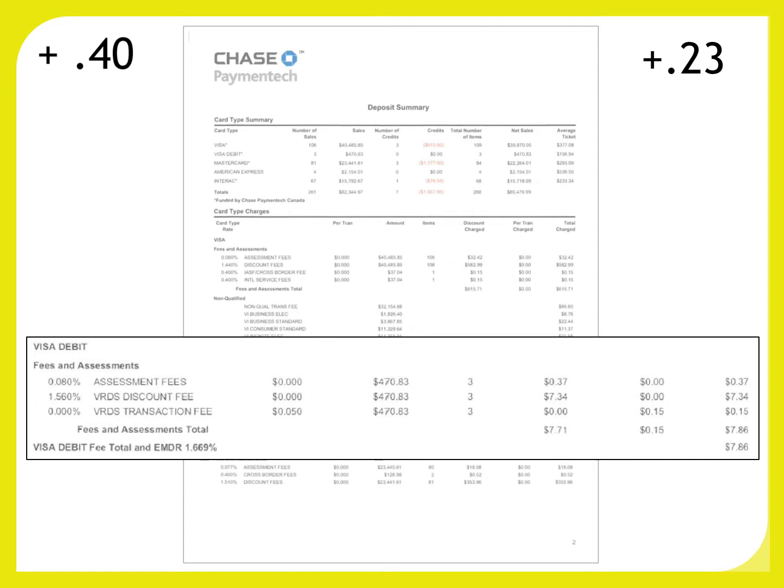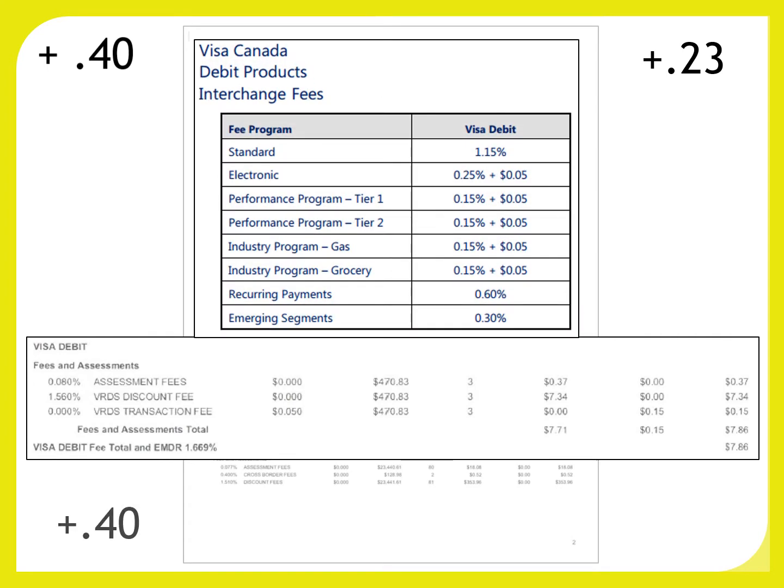The next section you'll see is Visa Debit. This is not to be confused with Interac. This is if you've accepted a debit card through the phone or internet. As you can see on the interchange table, there's a markup of 0.40%.